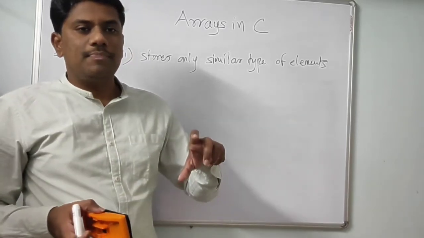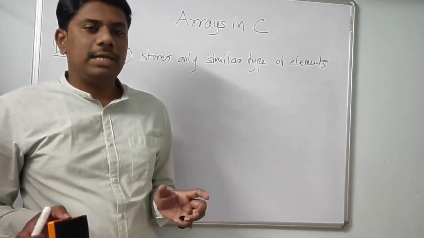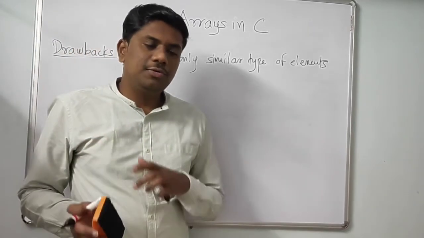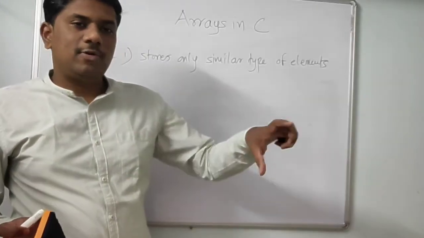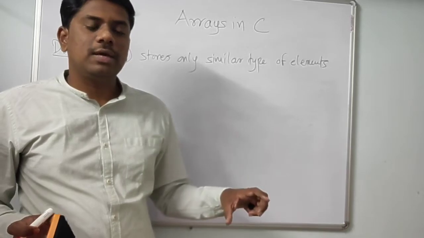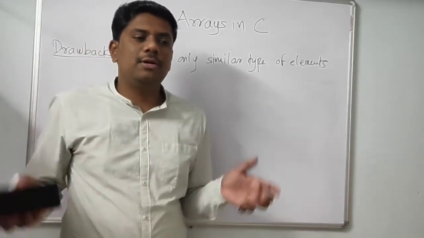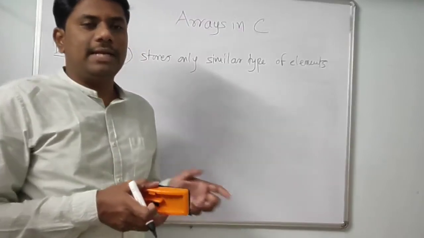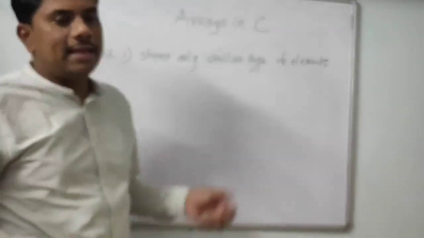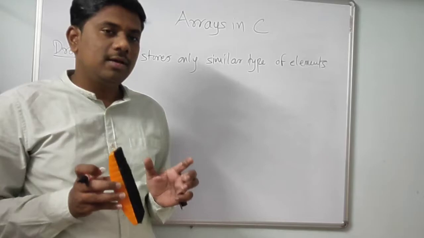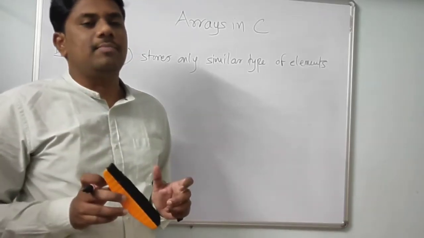If you want to store different types of elements, then you need to take separate arrays. One for integer, one for float, one for character. You can't combine or mix different data type elements in a single array. That is the drawback of array. So array allows us to store multiple elements, but those elements should be of the same data type. That is the drawback.